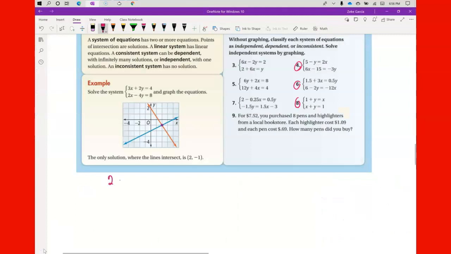There are times that you will get systems that have decimals. And I'm going to show you how you can deal with these, okay?